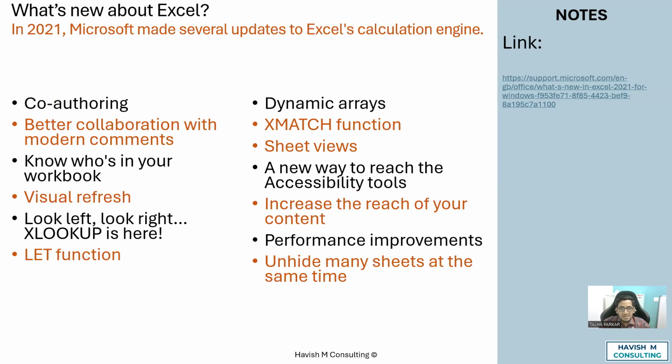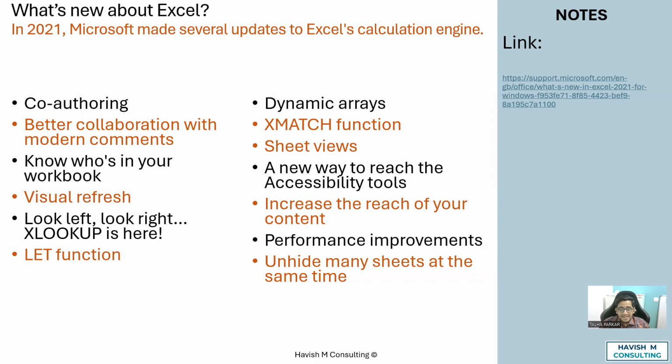So co-authoring, wherein like in Google Sheets, multiple people can work on the same sheet. It was available on Excel online, but on the Excel desktop app, it was not available. It improved the comments. It improved the know who's in your workbook, which is essentially understanding who is currently active on the Excel worksheet. They introduced visual refresh, the XLOOKUP function. I don't know if any one of you has used it. It was introduced in 2021.